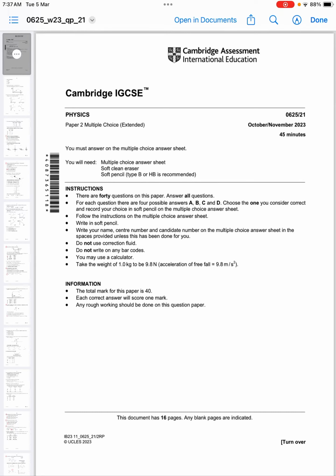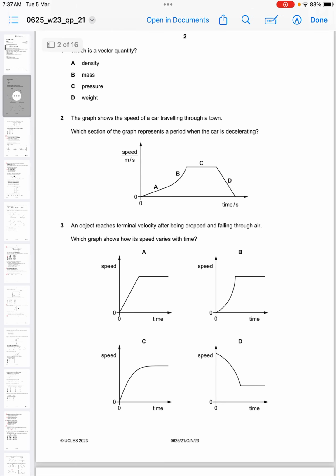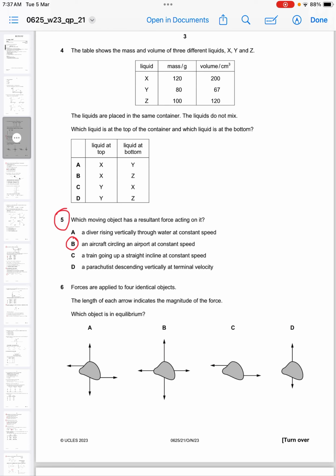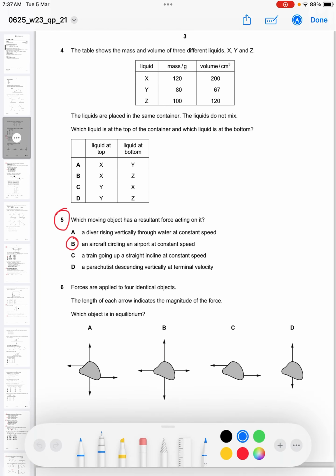The focus is on all the problematic questions. So we will start with question 5. Question 5 says, which moving object has a resultant force acting on it?